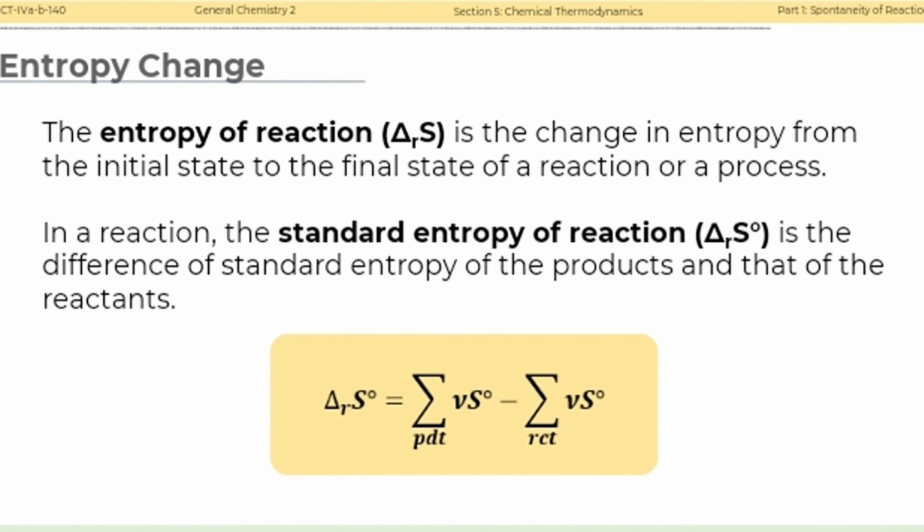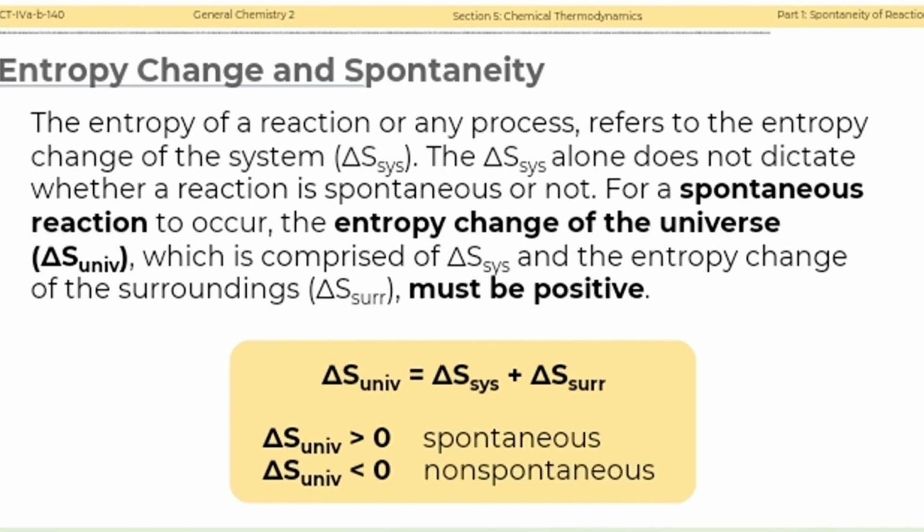The entropy of reaction, delta S, is the change in entropy from the initial state to the final state of a reaction or a process. In a reaction, the standard entropy of reaction, standard delta S of reaction, is the difference of standard entropy of the products and that of the reactants. The entropy of a reaction or any process refers to the entropy change of the system, delta S of the system. The delta S of the system alone does not dictate whether a reaction is spontaneous or not.